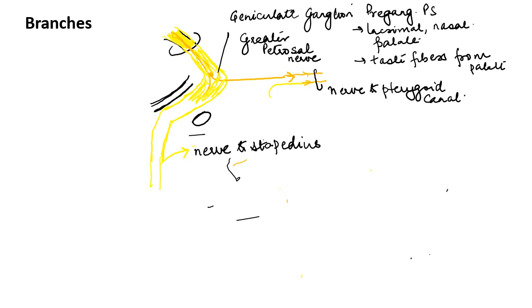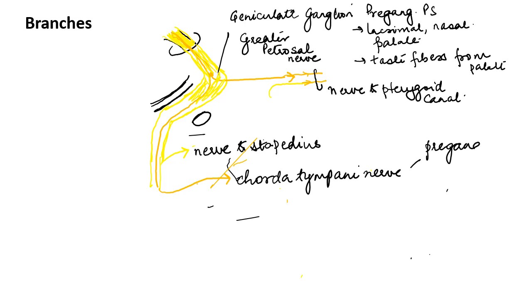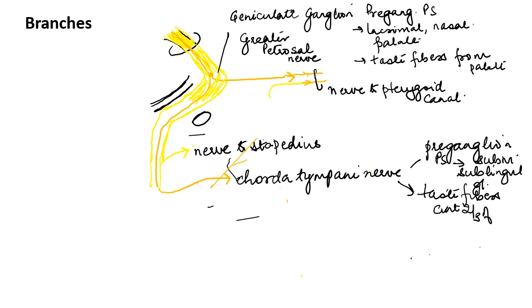Then the remaining fibers of the nervus intermedius leave it as the chorda tympani nerve. Chorda tympani nerve is carrying preganglionic parasympathetic fibers for the submandibular and the sublingual glands, as well as the taste fibers from the anterior two-thirds of the tongue.